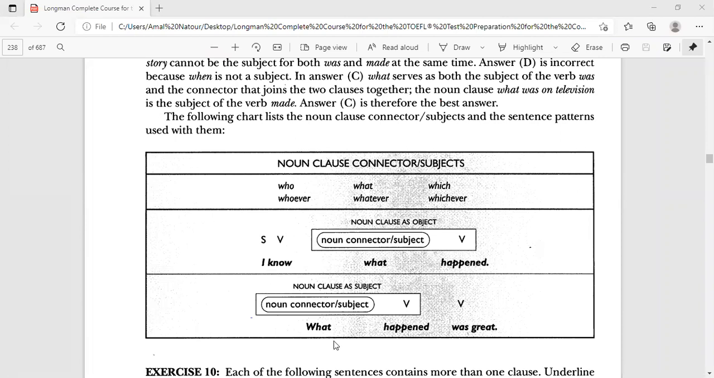For another example, what happened was great. Was is the verb. Happened is a verb. This verb needs a subject. Then here, the connector, which I call the noun clause connector, plays the role of a subject. Here it is a subject for the verb happened, and the whole clause what happened plays the role of the subject for the verb was.